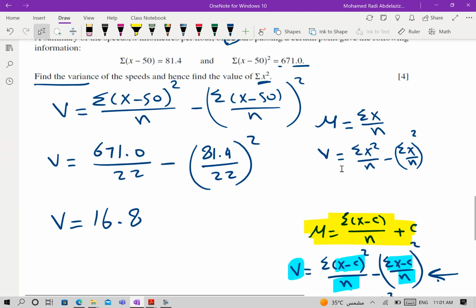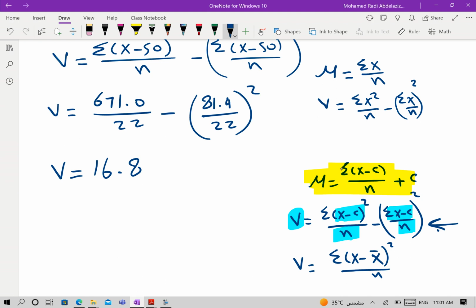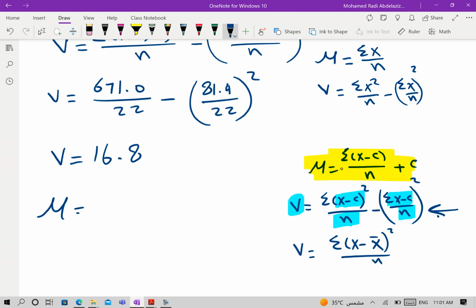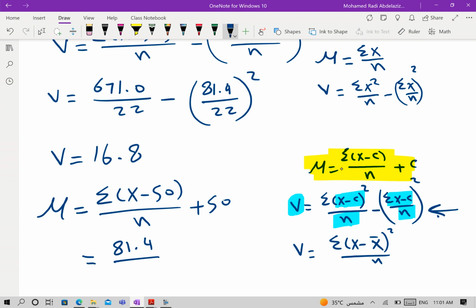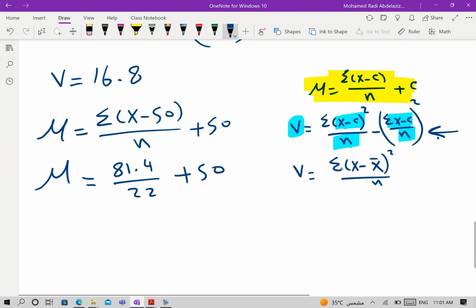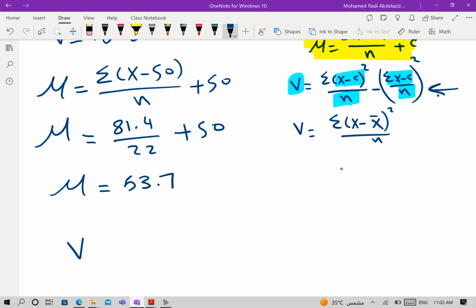The variance is 16.8. He asked to get sum of X squared. Try to find the mu first. How to get the value of mu? Sum of X minus 50 divided by N, you have to add 50. Sum of X minus 50 is 81.4 divided by 22, plus 50. Please give me the value of mu. 53.7.